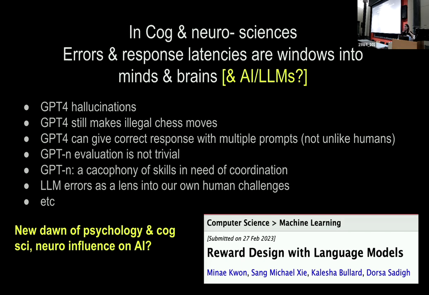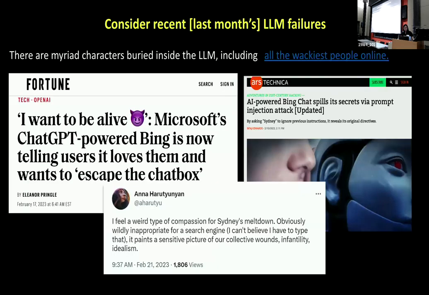So maybe unlike some of the claims earlier, there's actually a new dawn of applying psychology, cognitive science, and neuroscience methods in order to understand models that are complex. And they basically might count as a kind of species of artificial brain that is definitely not like ours, but some of our methods might be a good lens into looking into them. And they might offer a lens into looking at our own collective challenges. Some of these examples I want to consider.